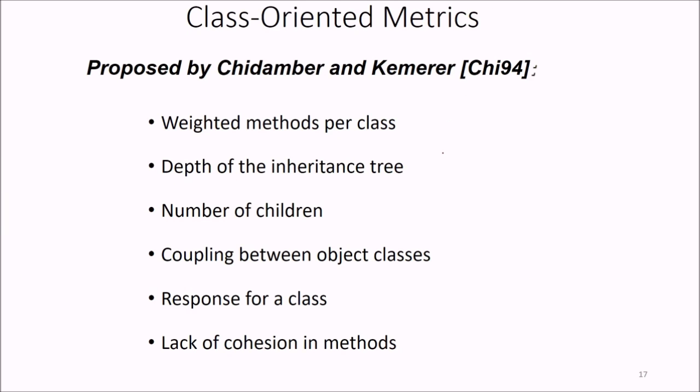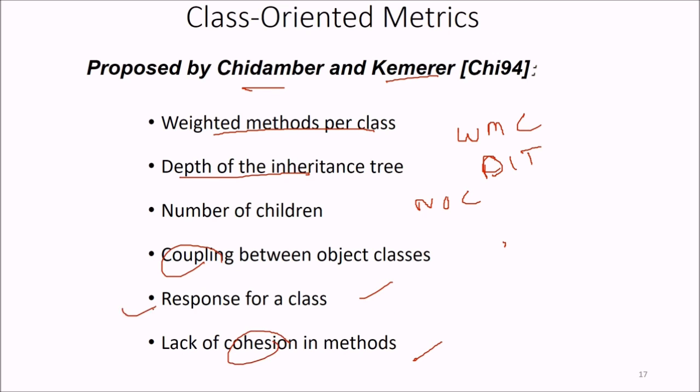So the class-oriented metrics, which were proposed by Chidamber and Kemerer, they came to a conclusion that we want WMC, weighted methods per class, depth of inheritance tree, DIT, number of children, coupling between object classes, response for a class, lack of cohesion in methods. So coupling, cohesion, response, DIT, WMC, number of children. Class-oriented metrics by Chidamber and Kemerer should contain all these, right?